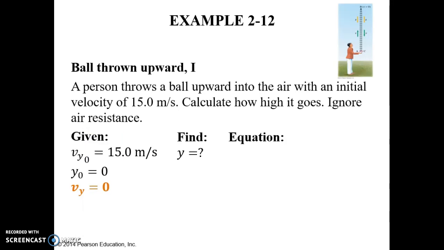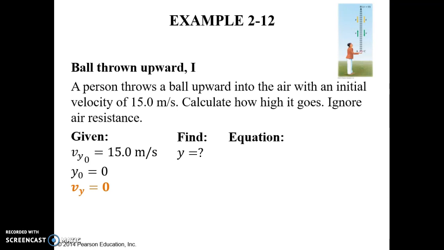Write out your givens, which the initial velocity is positive 15 meters per second, and the initial height will start at 0. What you need to remember from this example is that the velocity in the y direction at the highest height is 0 because the ball is changing direction. So the ball pauses for an instant. It happens so fast that it's hard to see with our naked eye.